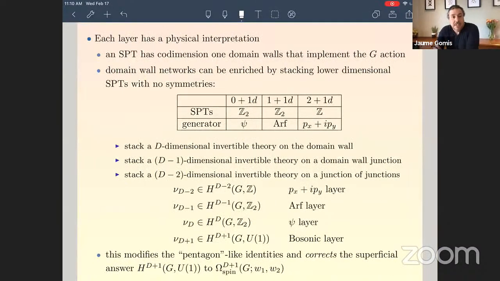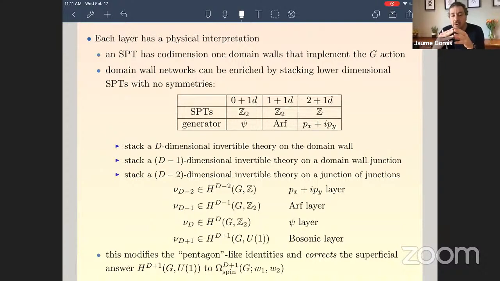Now let me try to give a heuristic interpretation of the physical meaning of these various layers. An SPT has a symmetry G, and in particular that means it has codimension 1 domain walls that implement the G action. For every symmetry there is a topological defect of codimension 1 that, when it wraps on some object charged under it, tells you what the transformation is. But now you can imagine that this domain wall can have junctions, and junctions of junctions, and so on.